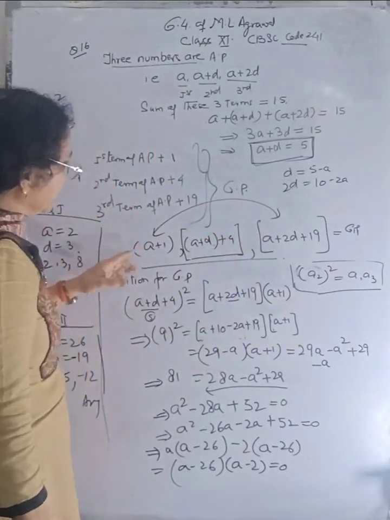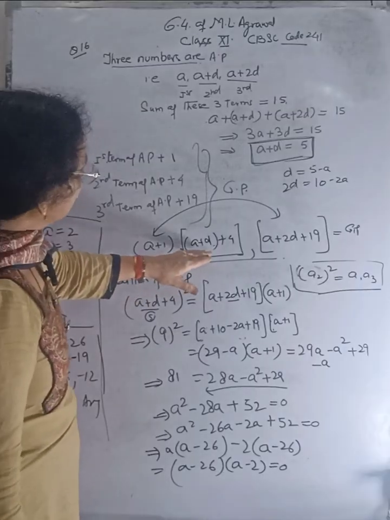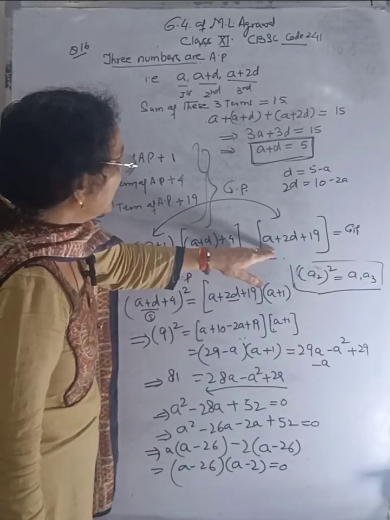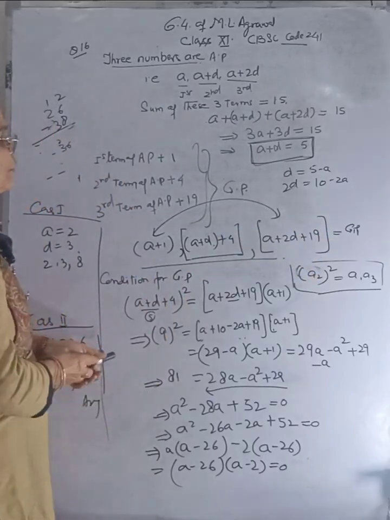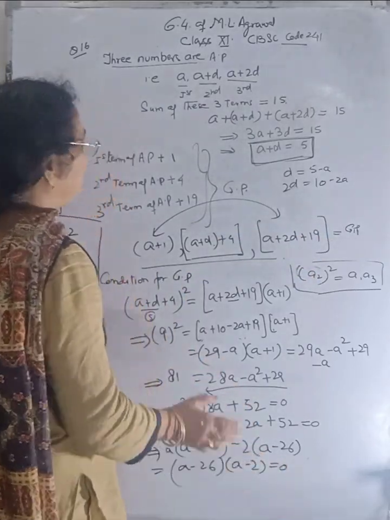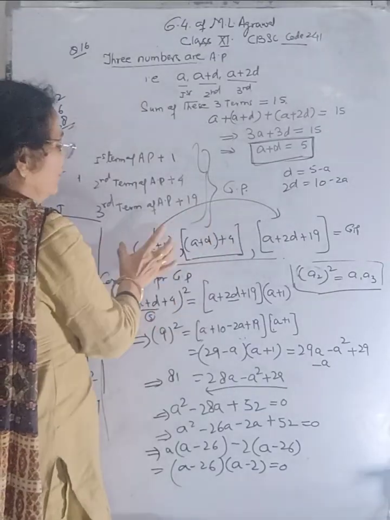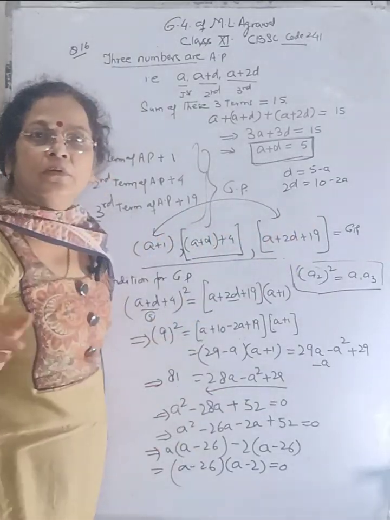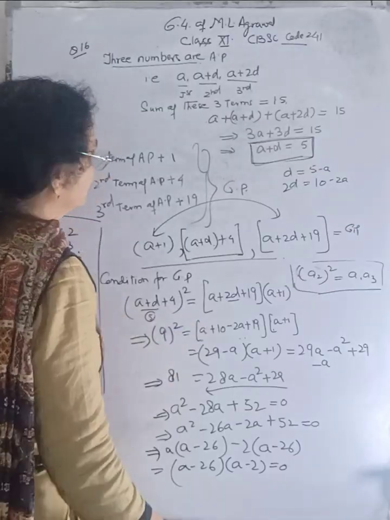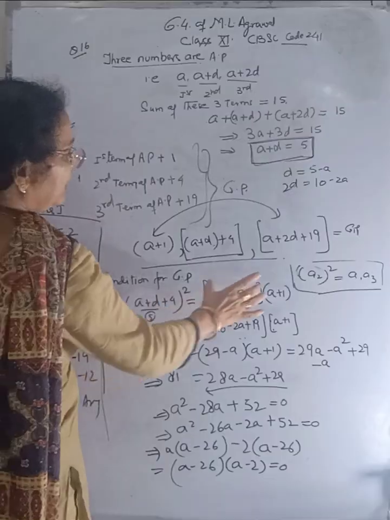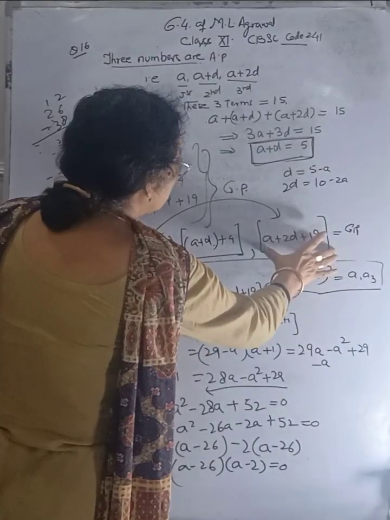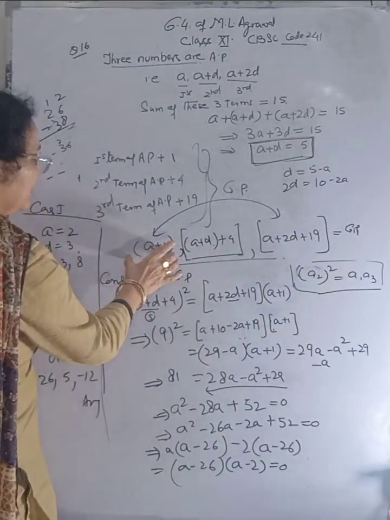In the GP, the first term is a plus 1, the second term is a plus d plus 4, the third term is a plus 2d plus 19. What is the condition for the terms to be in GP? That the square of the middle will be the product of the side terms. It means the square of a plus d plus 4 will be equal to a plus 2d plus 19 into a plus 1.